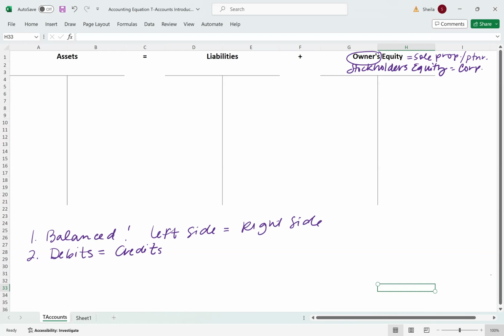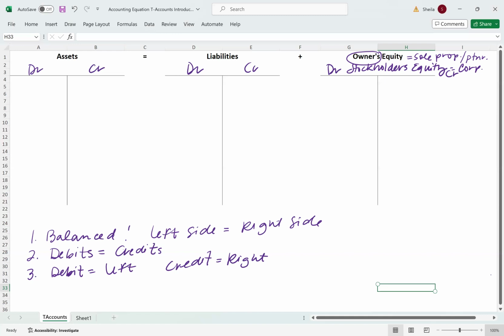And now remember, debit means left and credit means right. So as you think about that, as we look at the T accounts, we have debits on the left, credits on the right, and that's how we abbreviate them. Debit and credit. Debits on the left, credits on the right. Now, that does not change for any of our accounting equation elements or our accounts.